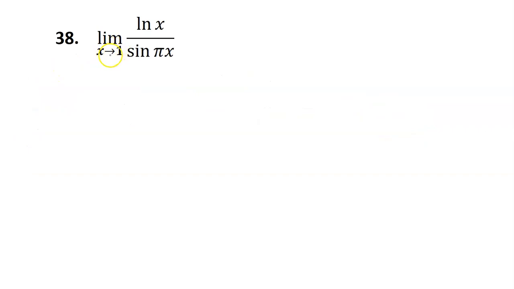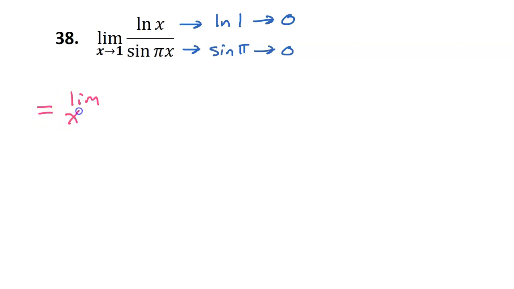For number 38, if we do direct substitution, the numerator becomes the natural log of 1, which is 0. In the denominator, we have the sine of pi, and the sine of pi is also 0. So, because we have 0 over 0, we can do L'Hopital's rule. So let's take the derivative of the numerator and the denominator and see what happens.